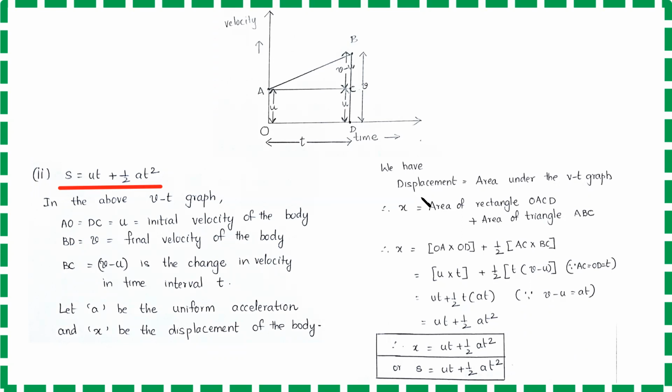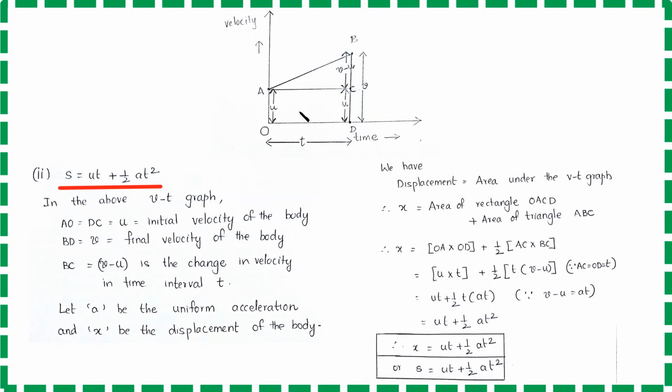We have displacement is equal to area under the v-t curve. We have studied in our theory the displacement is equal to area under the v-t graph. This is our v-t graph. So from this graph, you can say that AB is our v-t graph. Under that, whatever the area is there, this complete area, if you calculate, it gives the displacement. That is by the graphical method.